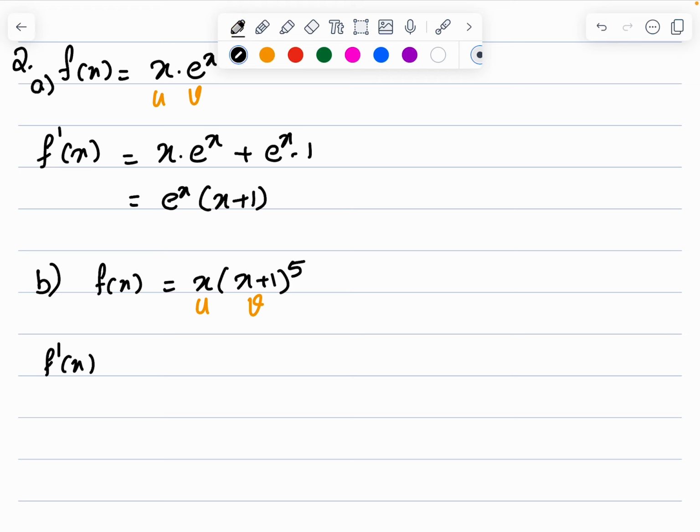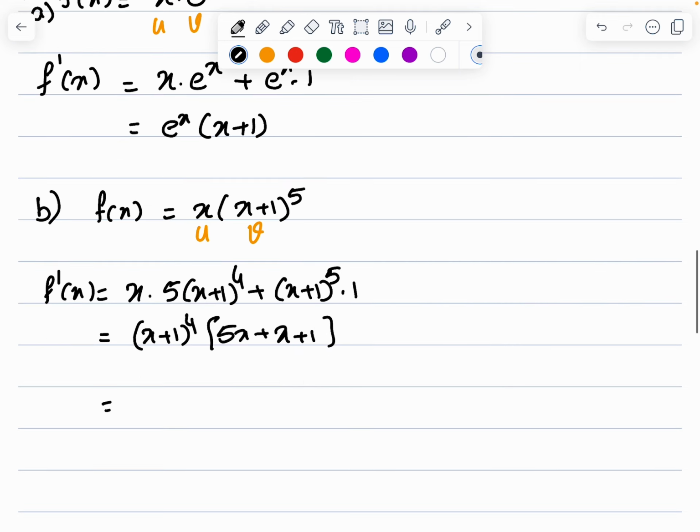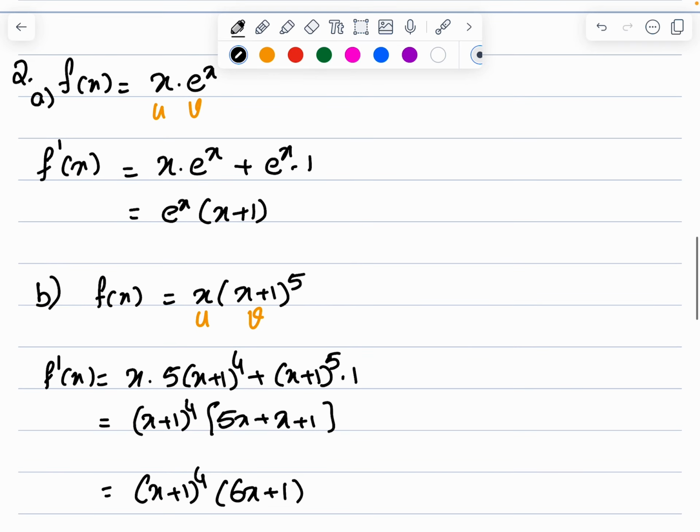F prime of x equals x as it is times 5(x + 1) to the power of 4, plus next time (x + 1) to the power of 5 as it is, x derivative is 1. So what can I take common? (x + 1) to the power of 4 common. So I'll be left over with 5x and one more x + 1. So it becomes (x + 1) to the power of 4 times (6x + 1). That's going to be the answer for part A.